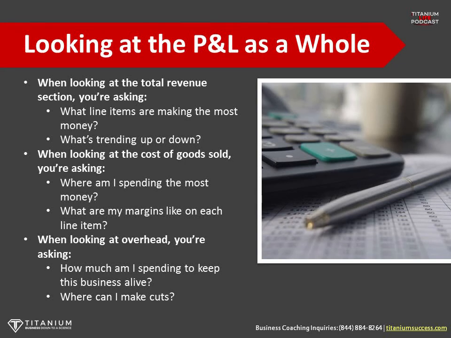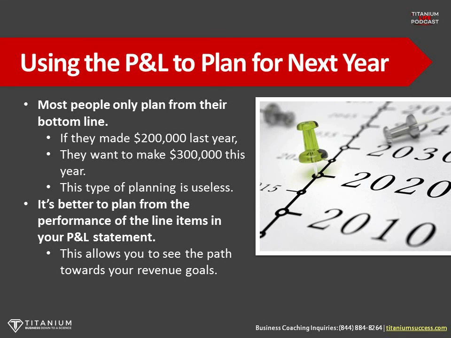So that's your P&L. And when we do an annual business review, what we're doing is we're going into this document and we're looking at that bottom line and everything that I just talked about. And what we're doing is we're planning for next year. But most of you, if you look at your financials, you're looking at your bottom line and you're planning from your bottom line, right? You're saying, okay, last year I made $200,000.